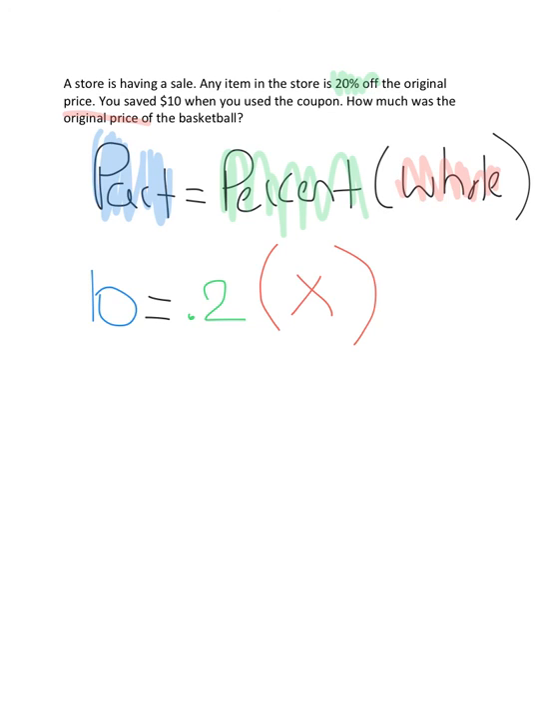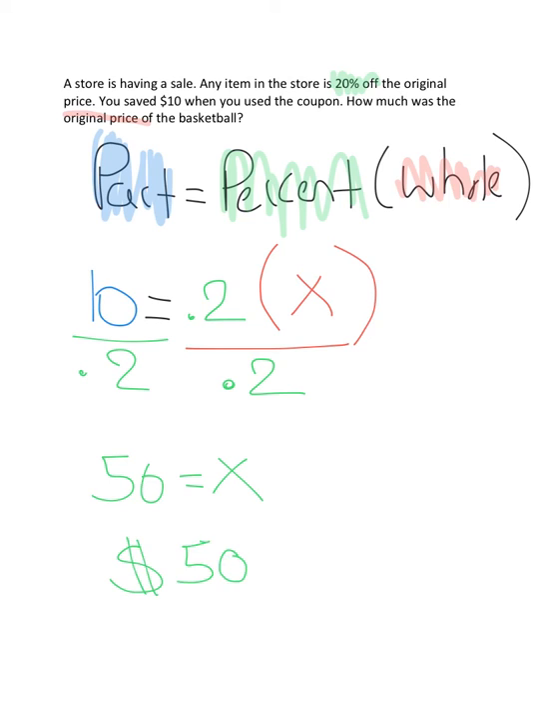So in this case, I'm going to divide each side by 0.2. Ten divided by 0.2. Once again, this could be a calculator problem. So if we divide 10 by 0.2, we actually end up with 50 equals x. So that tells us the original price of the basketball was $50.